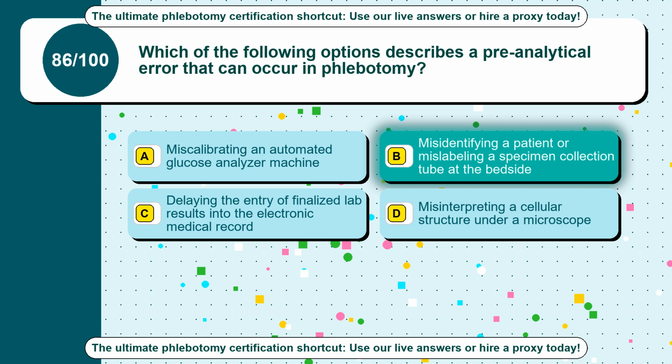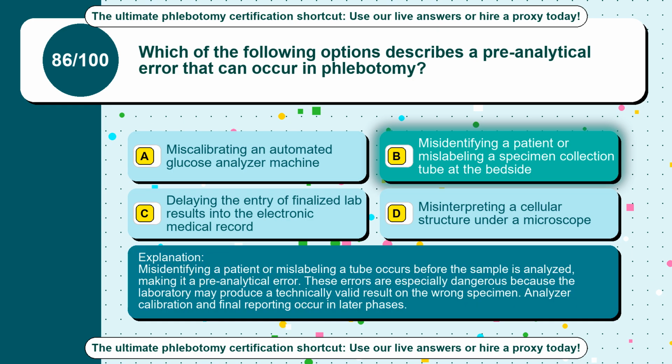The correct answer is option B, misidentifying a patient or mislabeling a specimen collection tube at the bedside. Misidentifying a patient or mislabeling a tube occurs before the sample is analyzed, making it a pre-analytical error. These errors are especially dangerous because the laboratory may produce a technically valid result on the wrong specimen. Analyzer calibration and final reporting occur in later phases.